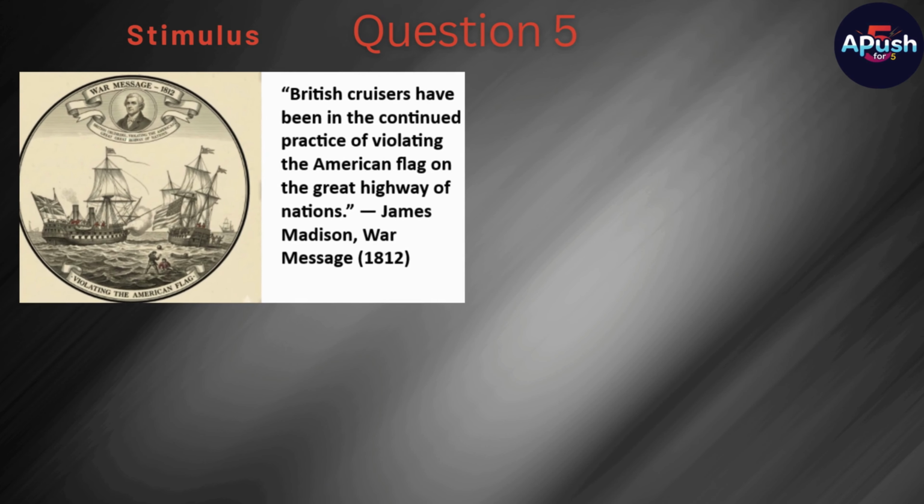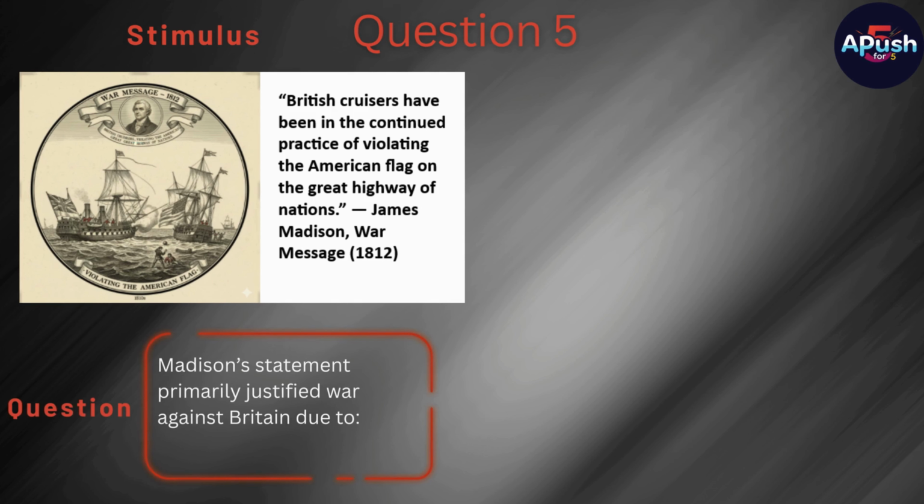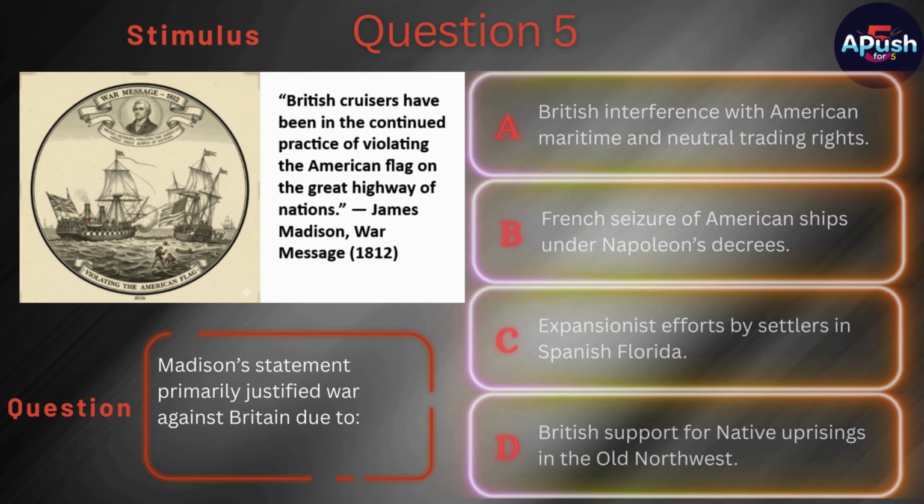Question 5. Stimulus. British cruisers have been in the continued practice of violating the American flag on the Great Highway of Nations. James Madison. War Message, 1812. Question. Madison's statement primarily justified war against Britain due to A. British interference with American maritime and neutral trading rights. B. French seizure of American ships under Napoleon's decrees. C. Expansionist efforts by settlers in Spanish Florida. D. British support for native uprisings in the Old Northwest.